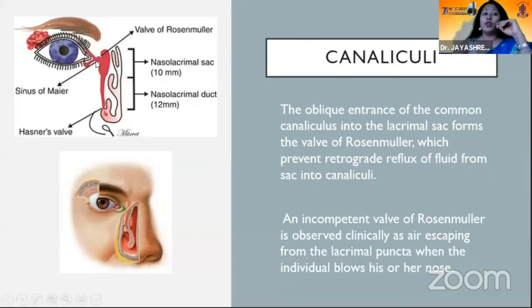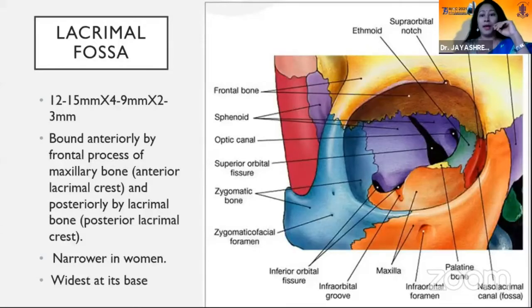Again, the canalicular opening: when we have the opening of the common canaliculus into the lacrimal sac, we have a valve of Rosenmuller. Not much significant, but we have to remember that some patients may come with the complaints of air gushing out through their punctum when they blow the nose. So this has to be kept in mind.